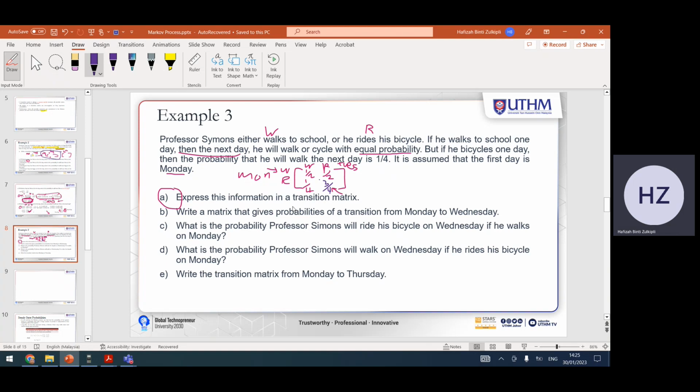And then write the matrix that gives the probability of a transition from Monday to Wednesday. So for B, we need to have another matrix. Let's say this is walk, this is ride. So this is Monday, this is Wednesday. So the transitions are Monday to Tuesday to Wednesday, so 2 transitions happen. Again, how can we get the matrix for Monday to Wednesday?